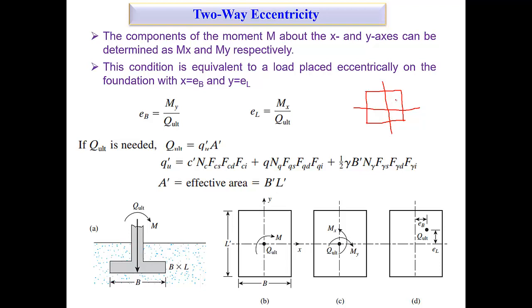Suppose, if you find the load is on that particular location, you can see that this one would be ex and this one would be ey, right? So on both sides you have the eccentricity. So now come back to the moment diagram.